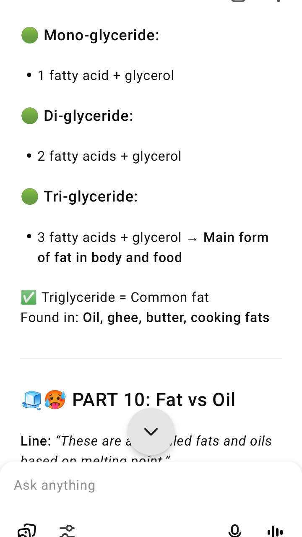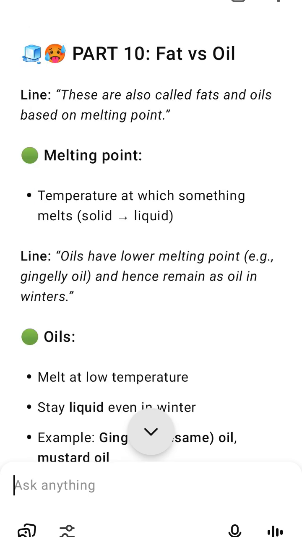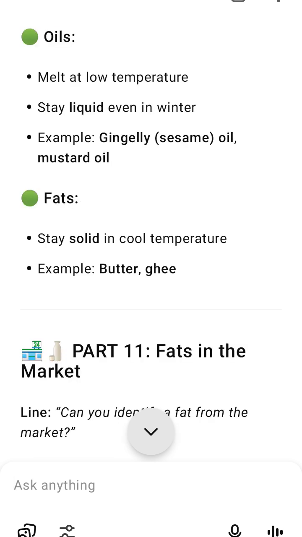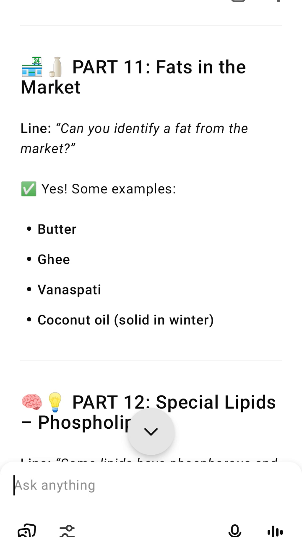5. Glycerol, the connector. Glycerol is a small, sweet, oily molecule. It has 3 carbon atoms, each with an OH hydroxyl group. It acts like a 3-hook hanger to which fatty acids attach.